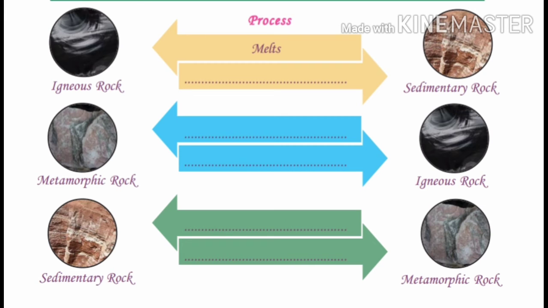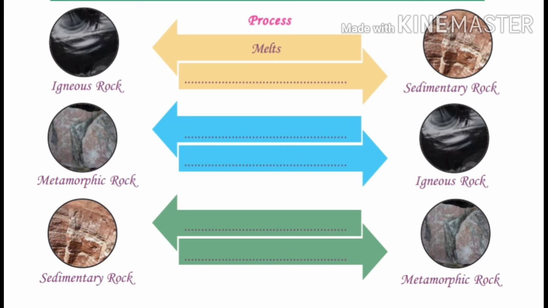Now, let's check the process of transformation of rocks. Here, igneous rock is formed from the sedimentary rocks through the process called melting. So, the first one is written here as sedimentary rock melts and forms igneous rock. Again, igneous rock will form sedimentary rock through the process of weathering.